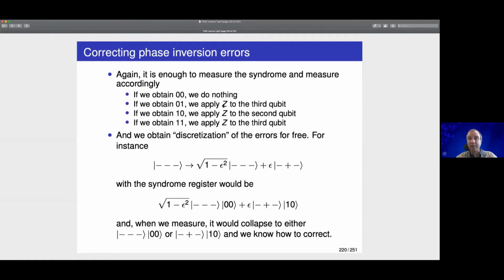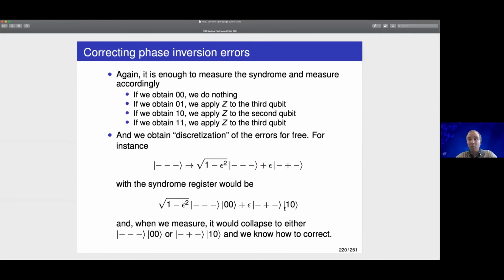The Z operation is its own inverse, as well as the X operation is its own inverse. So we can apply a Z to cancel the Z that has occurred. If we measure 0, 0, there is no error. If we measure 0, 1, it means that a Z has occurred on the third qubit. So we apply another Z to cancel that on the third qubit, and so on. And again, we can use this trick of the discretization of the errors in order to correct for errors that are a rotation around the Z axis, which changes the phase a little bit, but not completely from +1 to -1 or from -1 to +1.